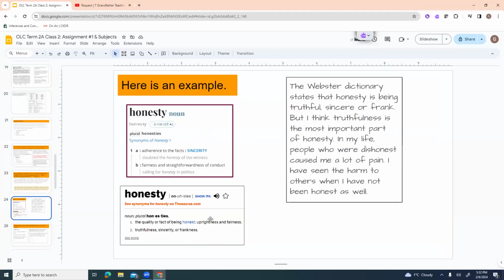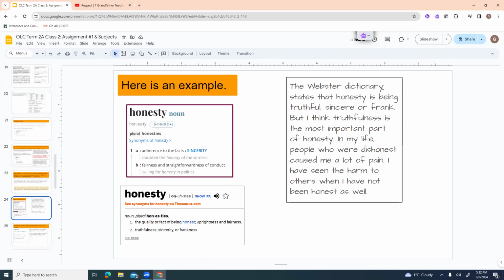So we talked about this. Okay, here's a different definition. Here they talked about the quality or factor being honest, uprightness and fairness, and then truthfulness, sincerity, or frankness. I don't like this definition, but this one makes sense. So here's an example of how I could use the dictionary, but I tell you that I use the dictionary. And then I connect back to my life.